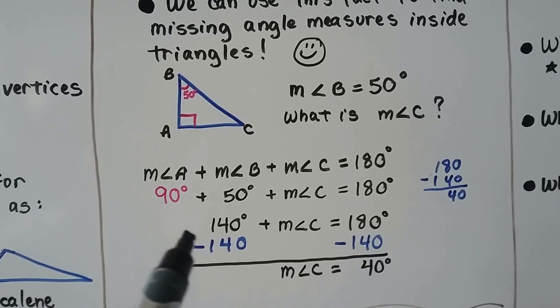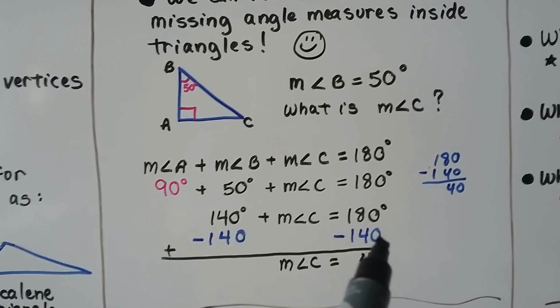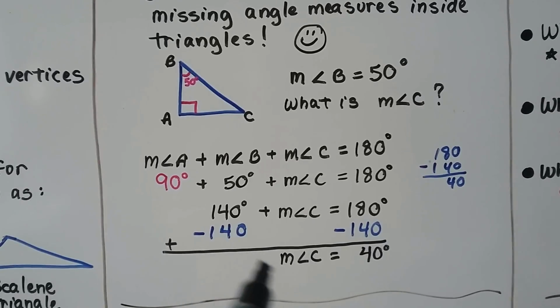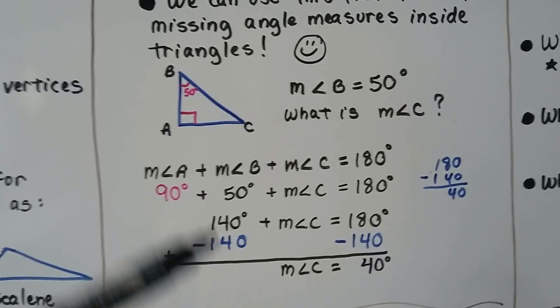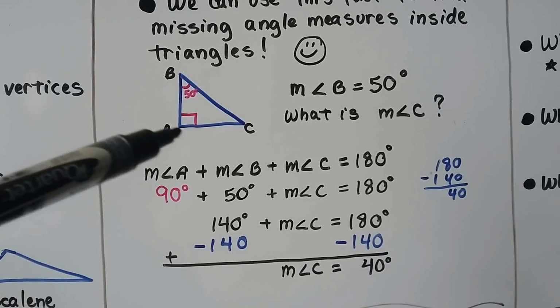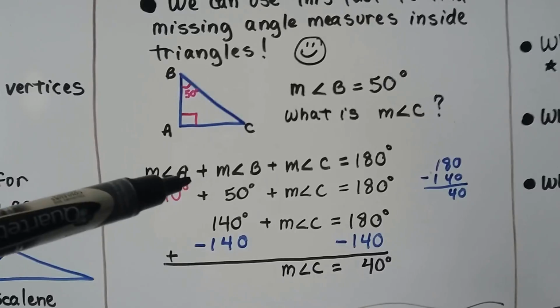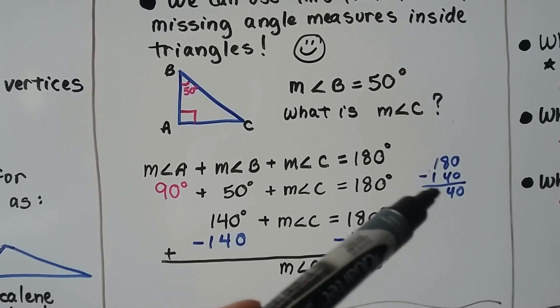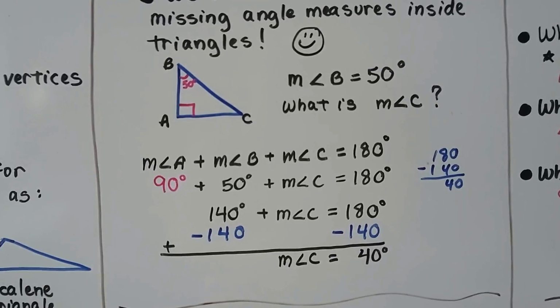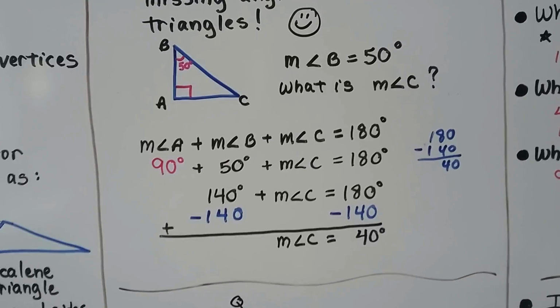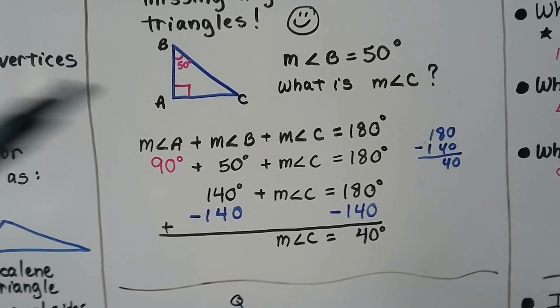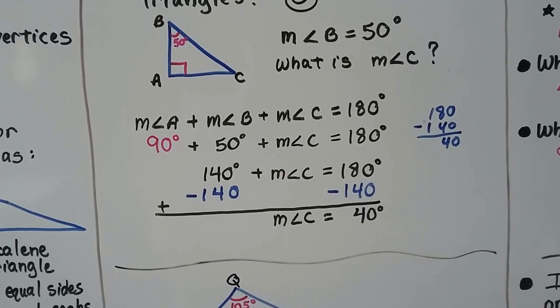Now we add a negative 140 to each side of the equation, and we see that the measure of angle C must equal 40 degrees. We also could just say, well, we know it's 180, and 90 and 50 is 140, so 180 minus 140 is 40, and you can do it quickly like that. But I want you to be able to recognize the equation, because that might be on the test. It might say which equation will solve this. Okay, so you want to be able to see this.